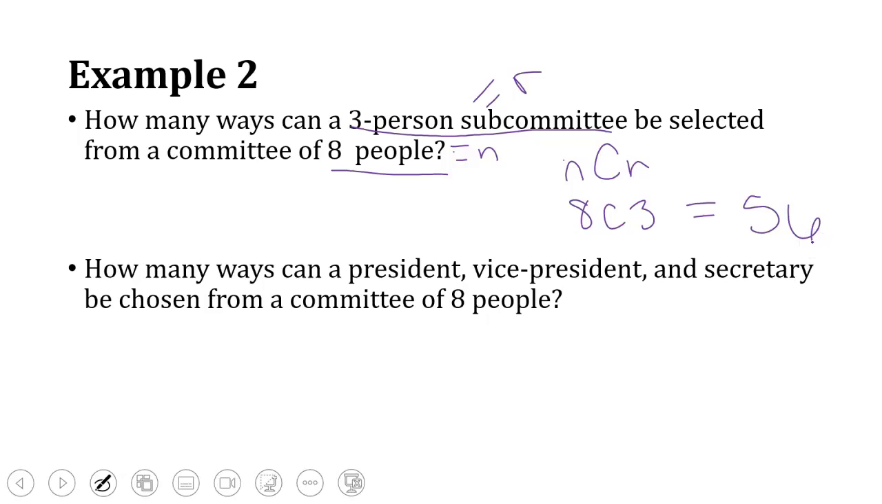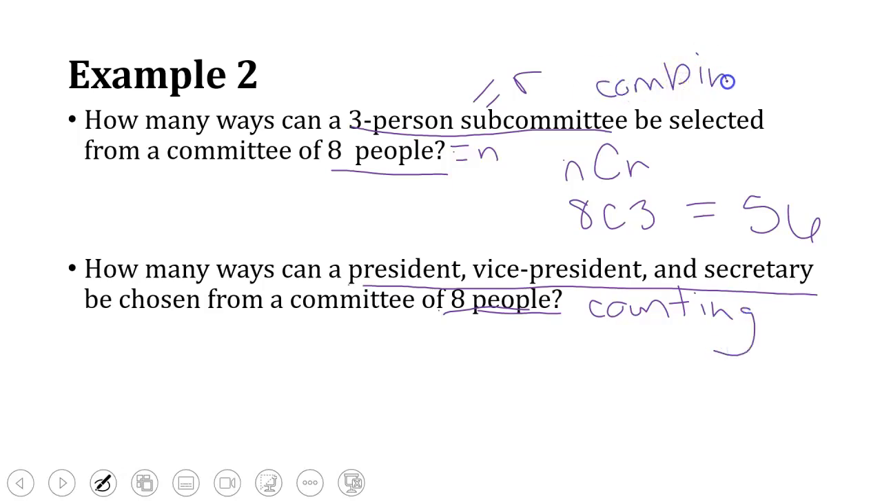How many ways can a president, vice president, and secretary be chosen from a committee of 8 people? Does order matter? Yes, you can be chosen for president or secretary. So this is our counting principle. The first one was a combination because order didn't matter, and the second one is our counting principle because order does matter. Secretary is different than vice president or president.